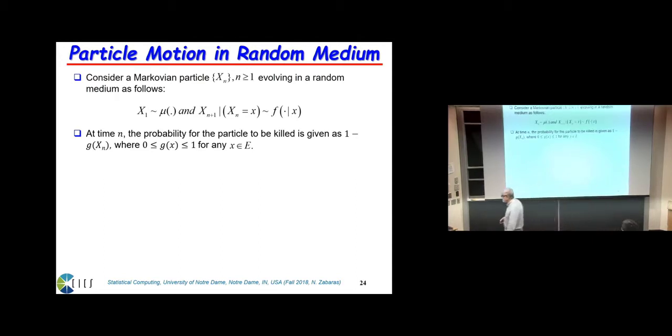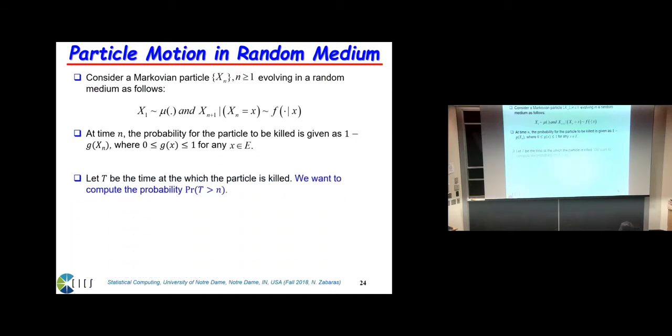You can interpret this in any way you want. But let's define at each time n the probability of the particle being killed to be 1 minus g of xn. So for now, interpret g of xn as basically the probability of not being killed at time n. It has nothing to do with the observation model that I discussed before.